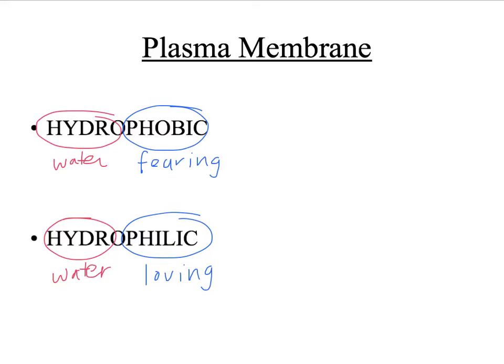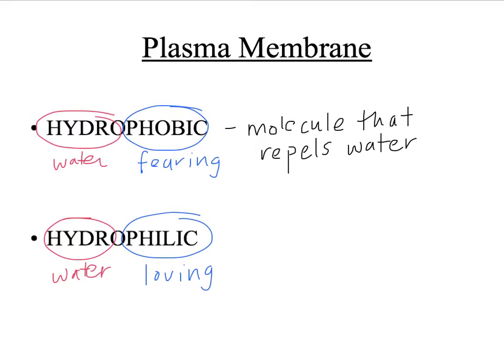Now what we are talking about being water fearing or water loving here is not people. These are molecules that either bind with water or do not bind with water. In fact, they often repel water. So a hydrophobic molecule will be a molecule that repels water because it fears water. It does not like water. A hydrophilic molecule would be a molecule that binds with water, again because it's a water-loving molecule.